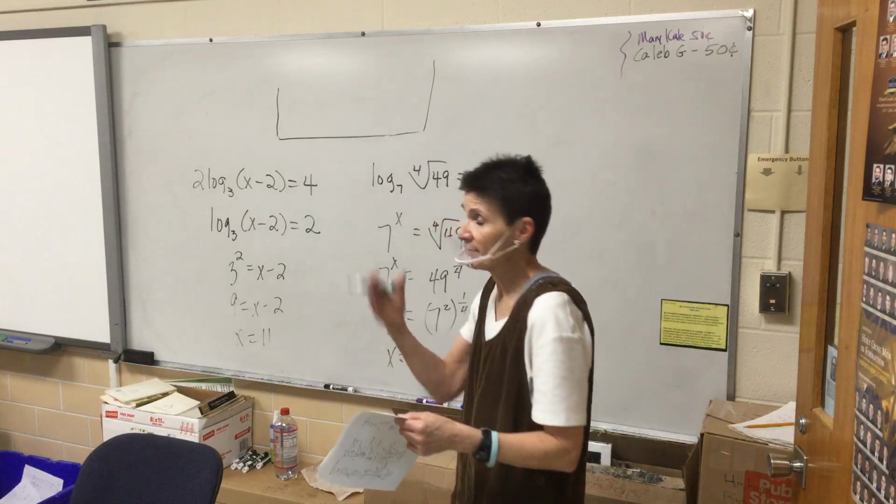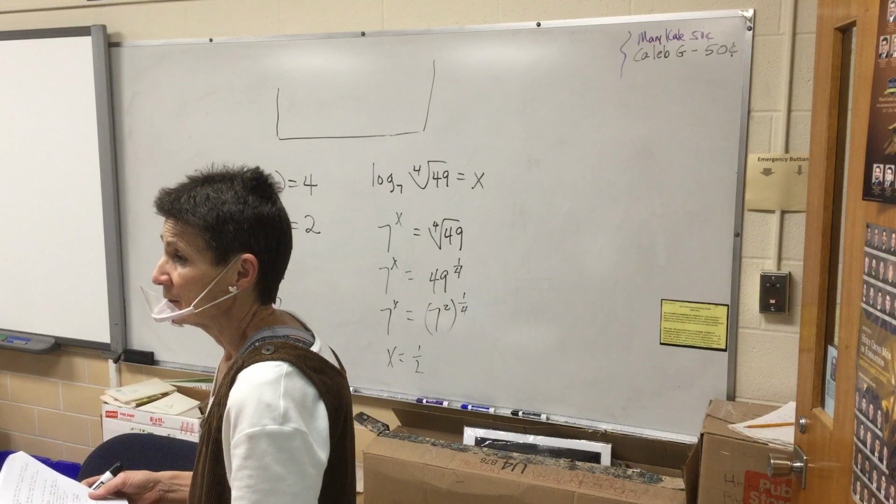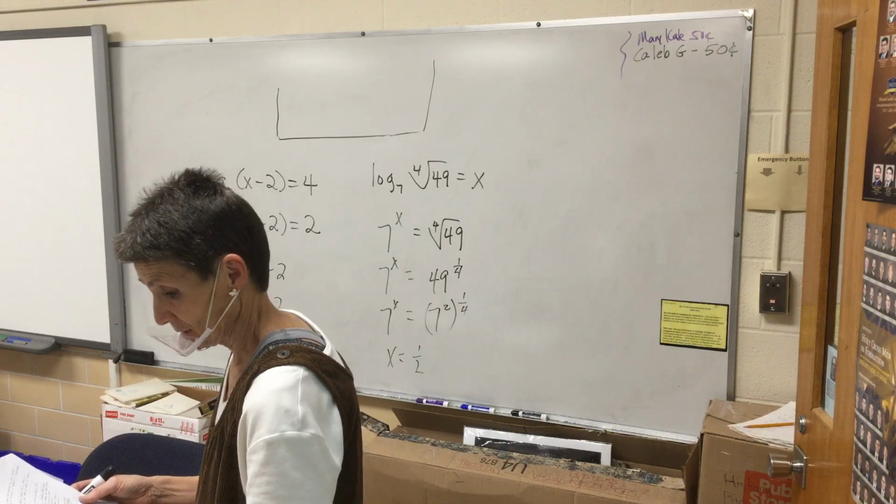All right, C, I'm not even going to take the time to write it down. What's the answer to C? 5. That's one of your properties, folks. That's 5.